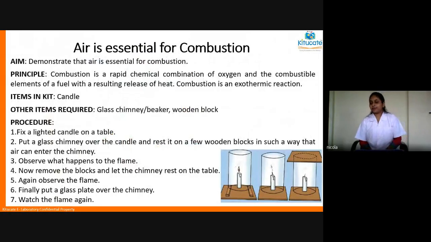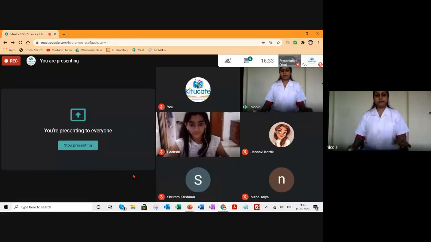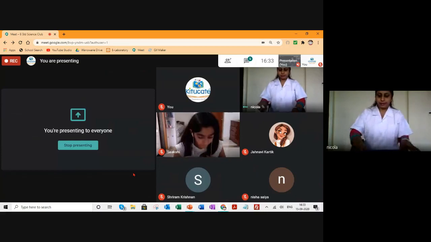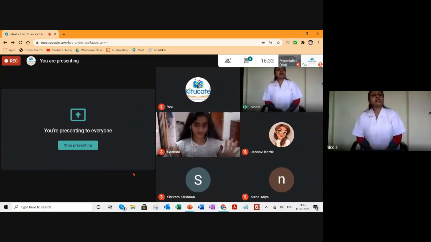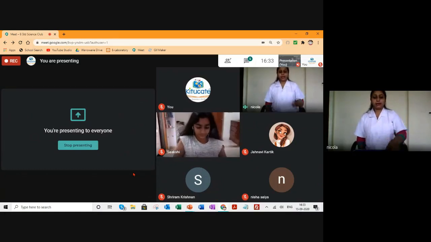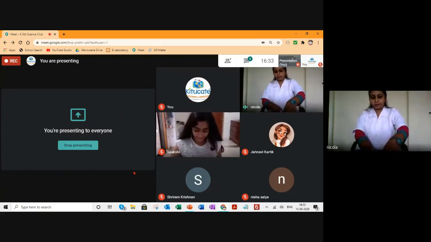Okay, for this activity, you'll be needing a glass tumbler, candle. These two things, if you have, you can perform this activity, okay? A glass tumbler and candle. So this activity is to show that air is required for burning. Air is important, or we can say oxygen is important for burning. Okay?